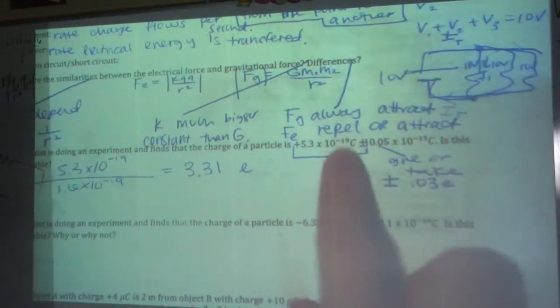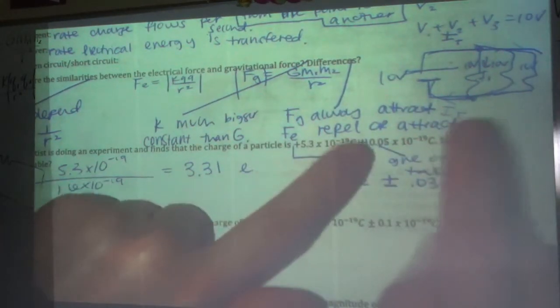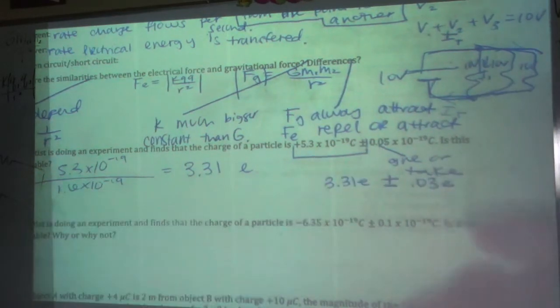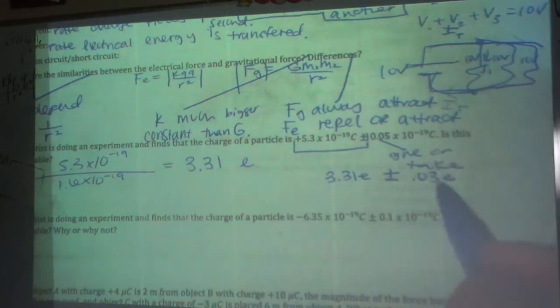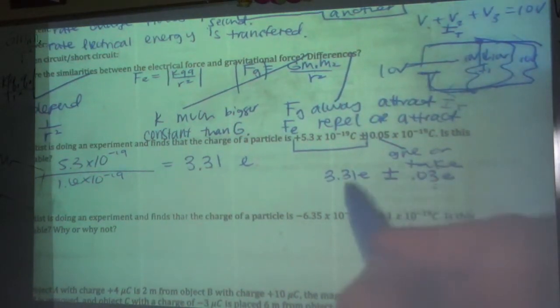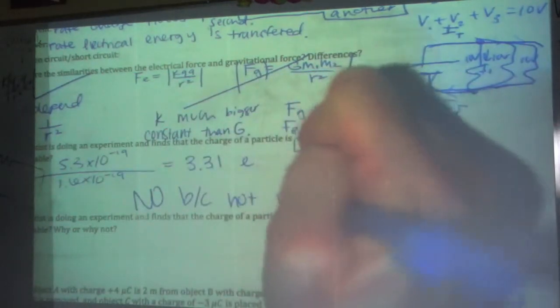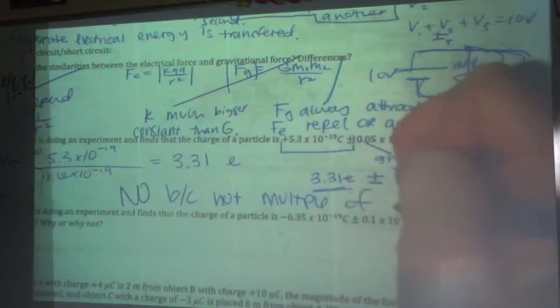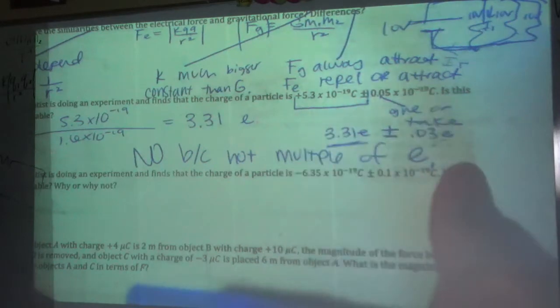So what I've done is I've taken this statement, which is in coulombs, and put it into elementary charges, because I can't really tell just looking at coulombs if it's reasonable, but I can tell looking at elementary charges. So this is saying 3.31 elementary charges, give or take 0.03 of an elementary charge. So this is not possible, because I can't have 0.31, or 0.34, or 0.32, or 0.29 of an electron either. So no, because it's not a whole number multiple of the elementary charge, even when you take into account the margin of error.